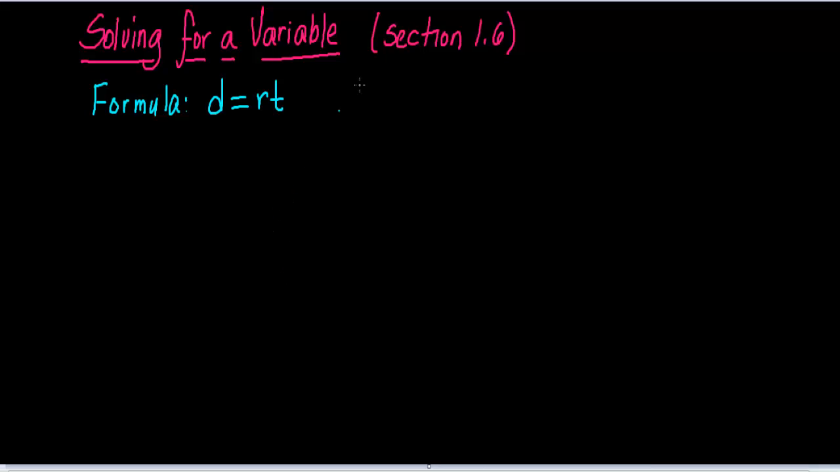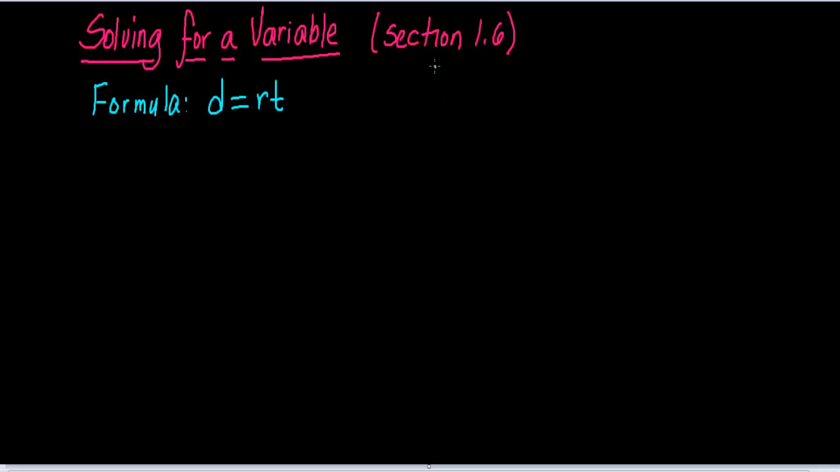Okay, now we're going to discuss section 1.6, solving for a variable. In this section, we're going to work with formulas and with literal equations. And here's a formula that you're going to see a lot in math and science: D is equal to R times T.